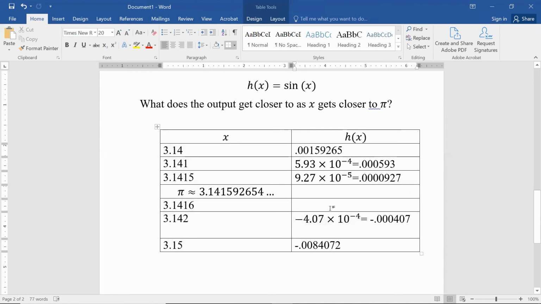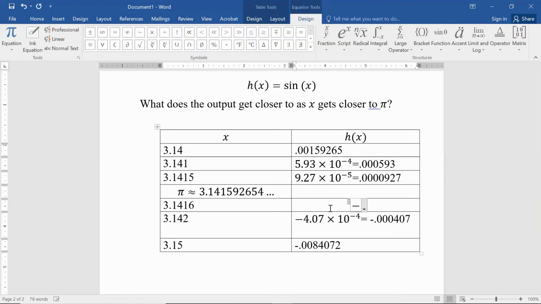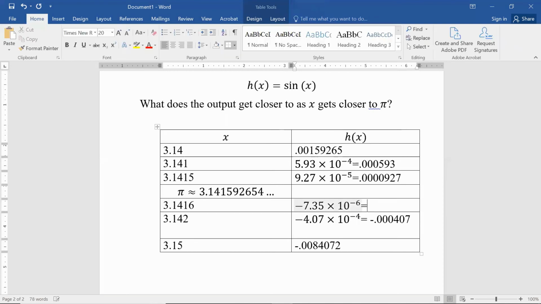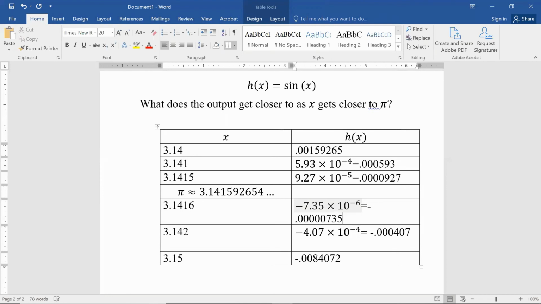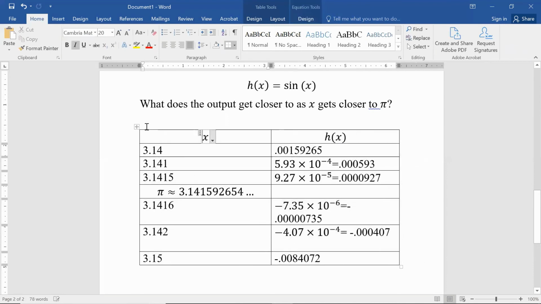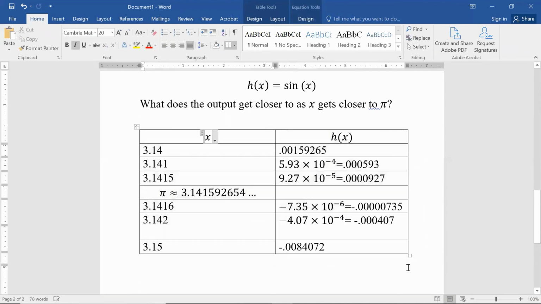And then when I type in 3.1416 into the function, my calculator gives me negative 7.35 times 10 to the -6th. Again, that's negative 0.00000735. Okay, hopefully that makes a good amount of sense.